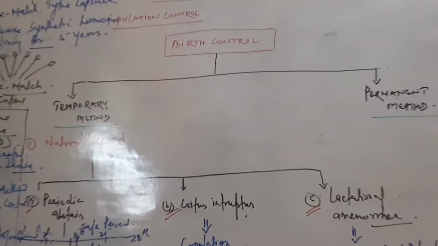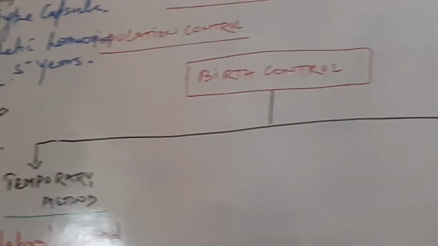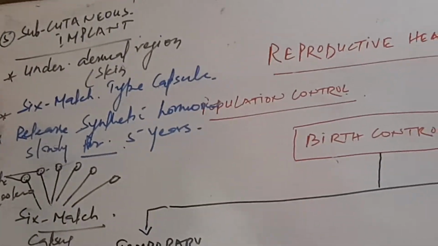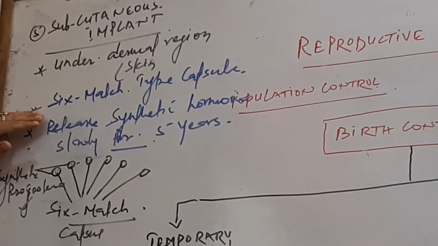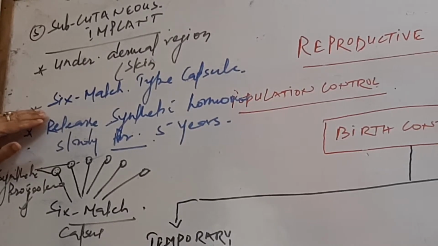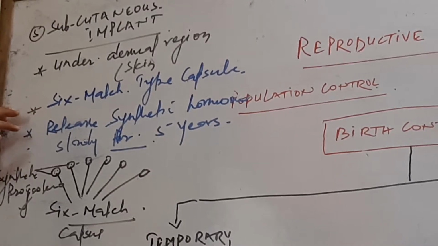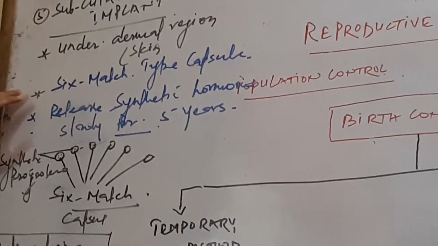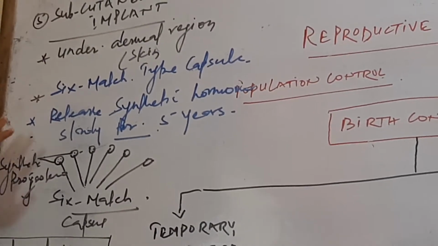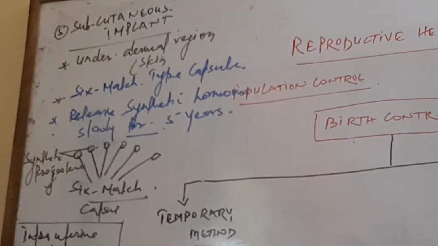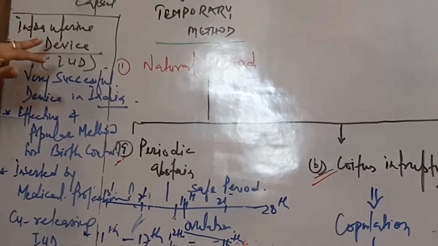Another is the subcutaneous implant, which is a type of dermal device. It is grafted under the skin and contains 6 mesh capsules, used for 5 years. These 6 capsules contain synthetic progesterone which releases slowly, and for up to 5 years it prevents ovulation.